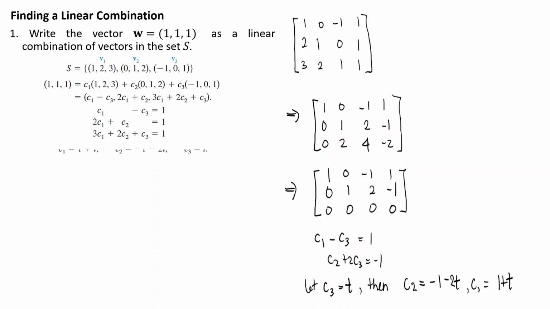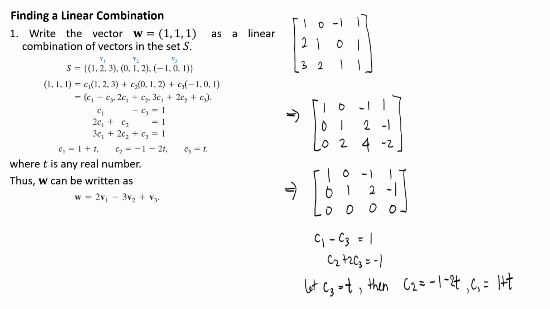Therefore, we have the solution to the system. We have c sub 1 equals 1 plus t, and then c sub 2 equals negative 1 minus 2t, and then c sub 3 equals t, where t is any real number. Now note that we can assign any value to t. Let's say t is equal to 1, then c sub 1 will be equal to 2, and then c sub 2 will be equal to negative 3, and then c sub 3 is equal to 1.